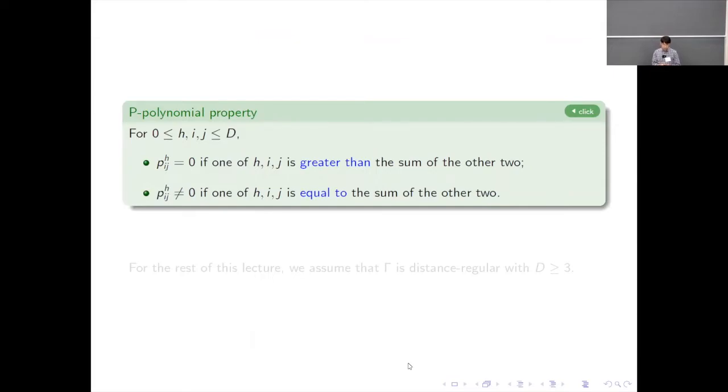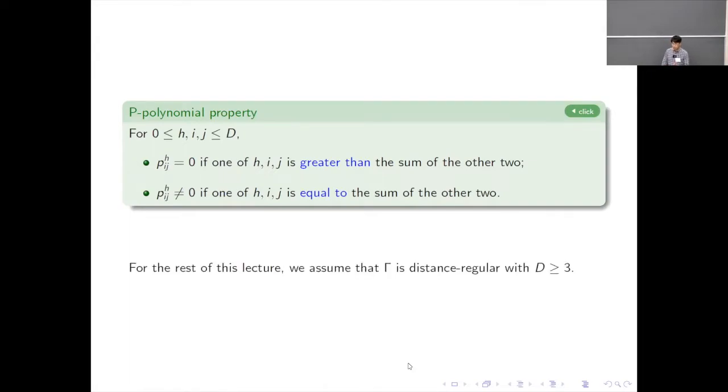The intersection number p^h_ij satisfies this property. Actually, this is the triangle inequality, but I just call it the P-polynomial property. So p^h_ij is 0 if one of h, i, j is greater than the sum of the other two, and non-zero if one of h, i, j is exactly equal to the sum of the other two.